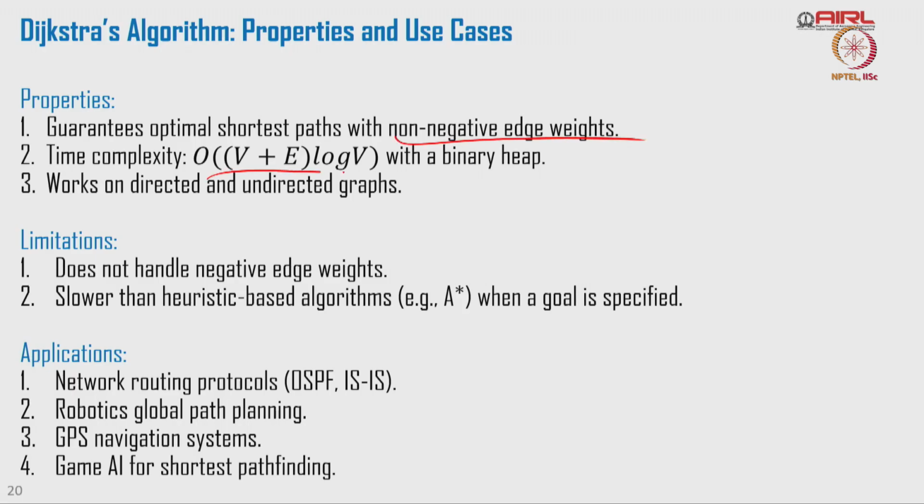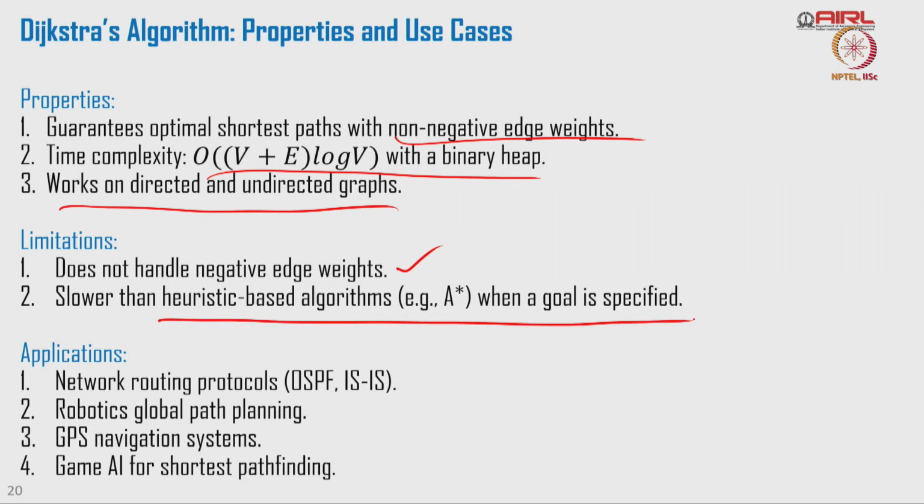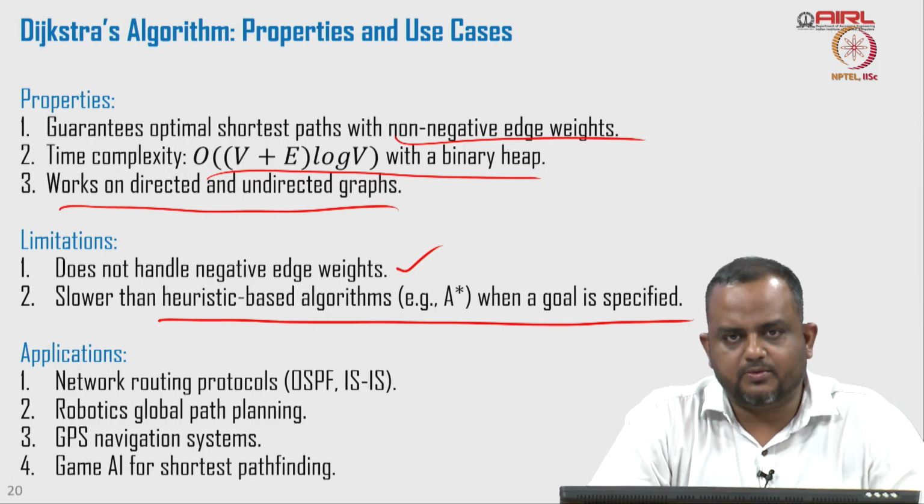This is the time complexity, and it works on directed and undirected graphs. However, it cannot handle negative edge weights, as I told you that is the preliminary assumption for Dijkstra's algorithm, and it is slower than heuristic based algorithms when a goal is specified. Why slower will be clear in the next lecture when we talk about A-star algorithms.